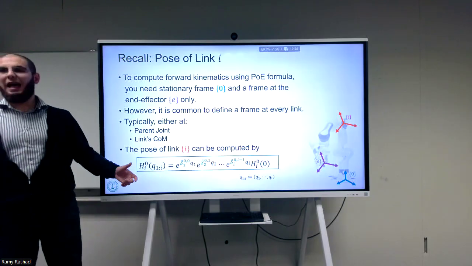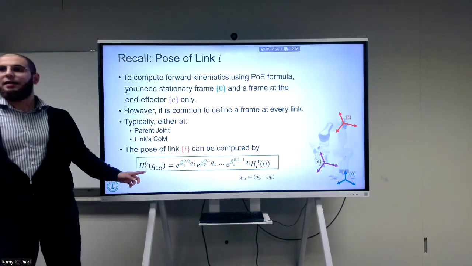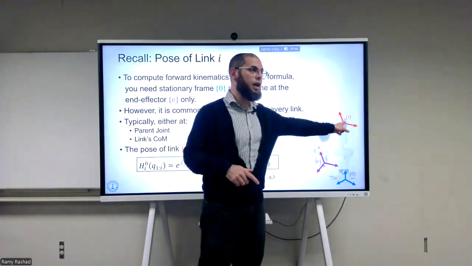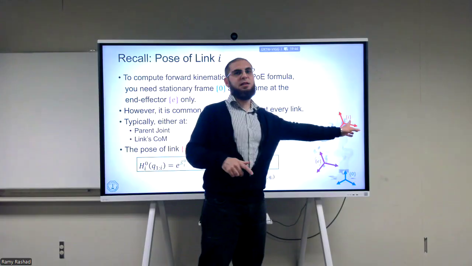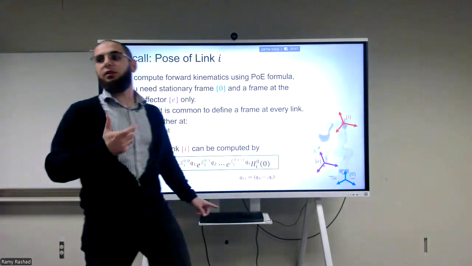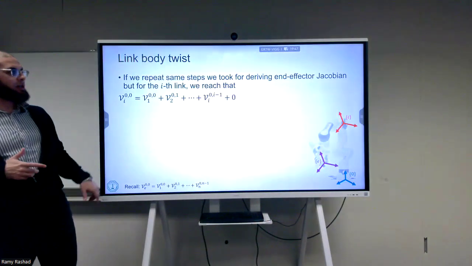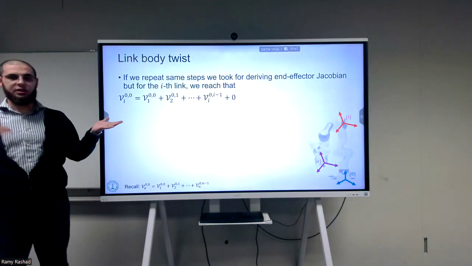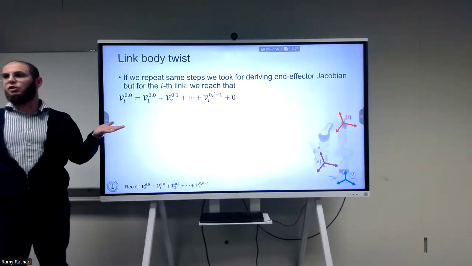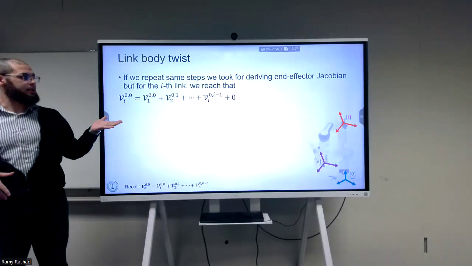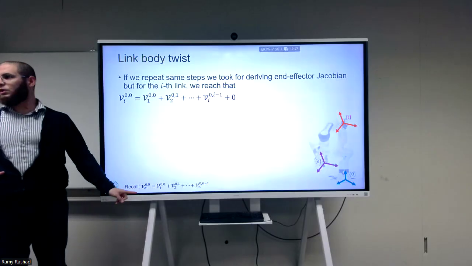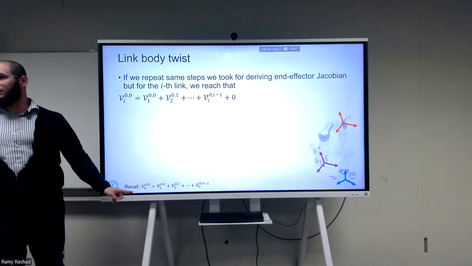We did not show what happens if you want to get the twist of the i frame with respect to the zero frame, expressed in the i frame. And this is a very important object that we're going to be needing a lot today. So let's see what happens. These are the exact same steps that we did last time. I'll go very quickly over them because you just need to repeat what we did for the E case. So here, this was the starting point last time when we wanted to derive the Jacobian.